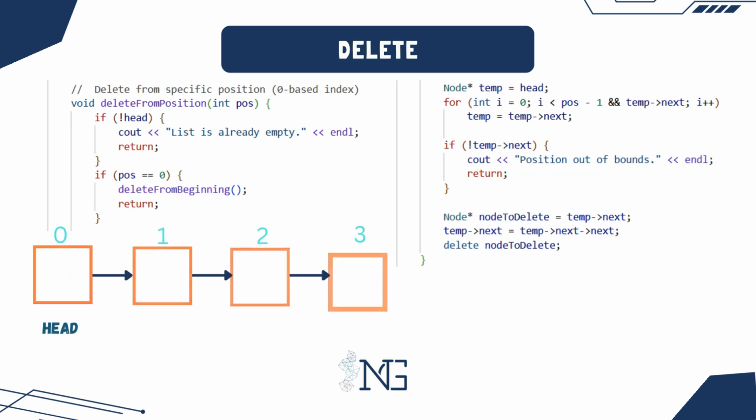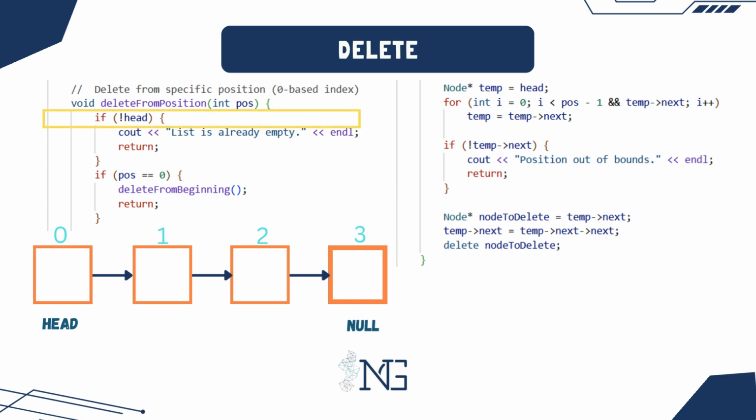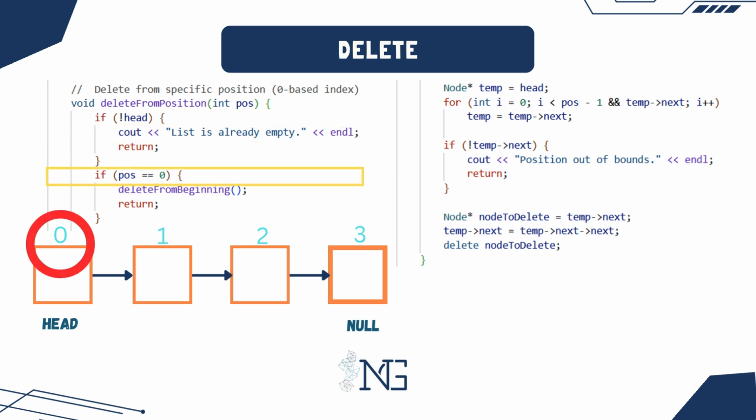Now let's look at how to delete a node from a specific position. We begin by checking if the list is empty. If the head is null, there's nothing to delete, so we just print a message and return. If the position is 0, that means we want to delete the first node, so we simply call the delete from beginning function to handle it.